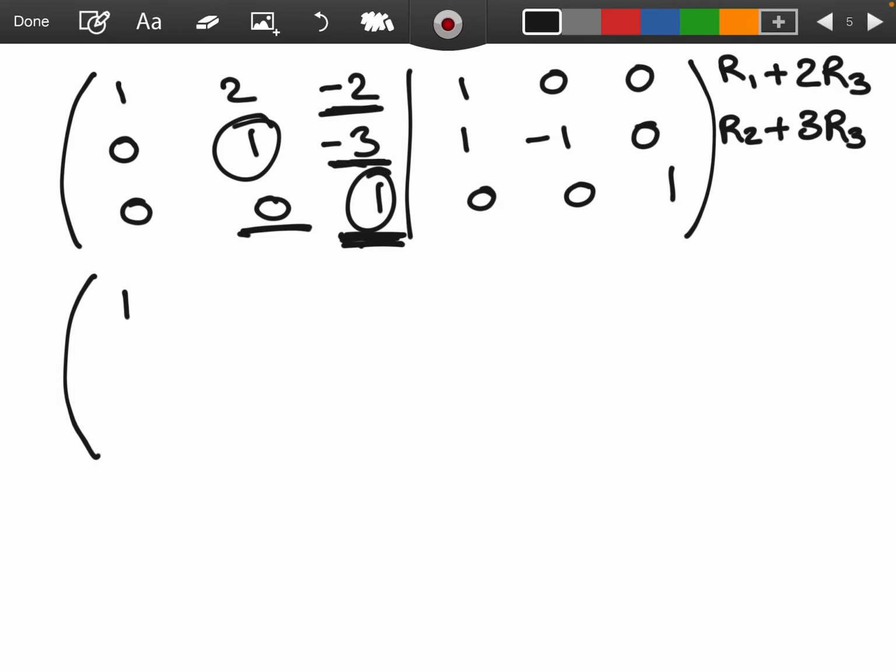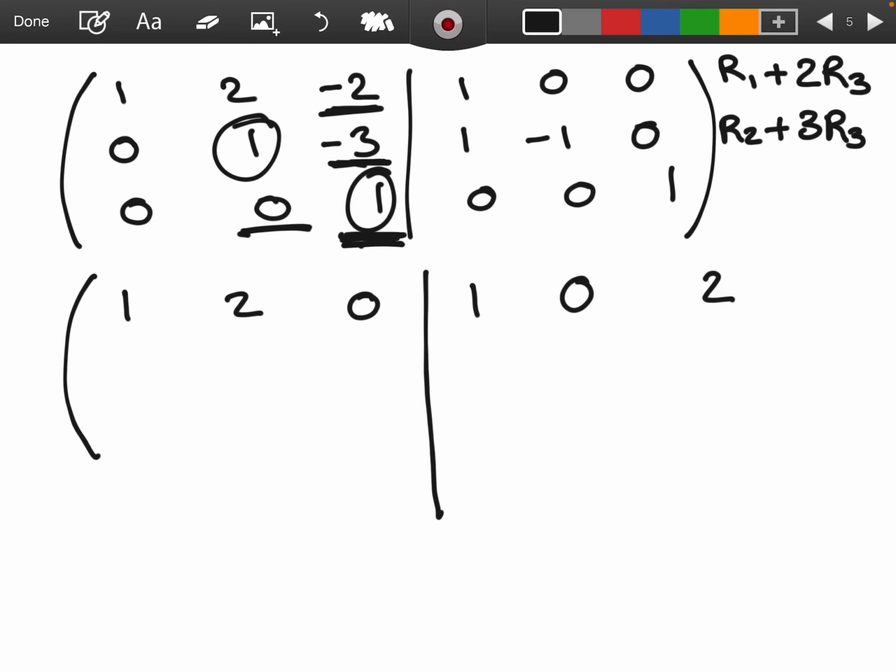So I'm going to end up with 1 plus 2 times 0 is still 1. 2 plus 2 times 0 is still 2. Negative 2 plus 2 times 1 gives me 0. Then 1 plus 2 times 0, still 1. 0 plus 2 times 0 is still 0. And 0 plus 2 times 1 gives me 2.